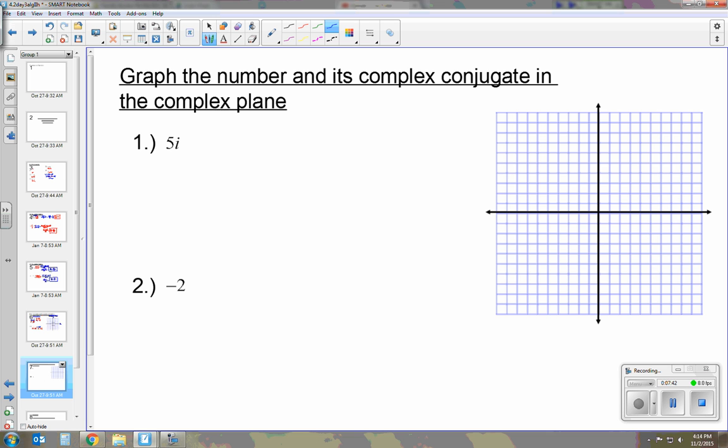Now let's take a look at 2 more examples. This one, it just has an imaginary number. So the complex conjugate of this one is negative 5i. So since we don't have a real number, this is going to be 0, comma 5, and 0, comma negative 5. So we have our real number axis and our imaginary number axis. So we're going to go 0, 5, and negative 5. And once again, it's reflected over the real number axis. Now for number 2, since we just have a real number, we do not have a complex conjugate for this. So all we're going to do is graph negative 2, 0. And that's it.